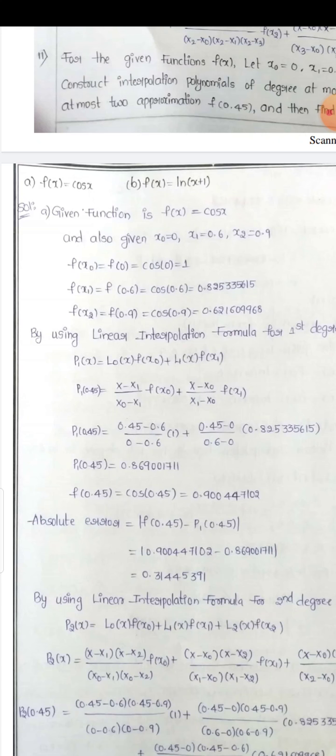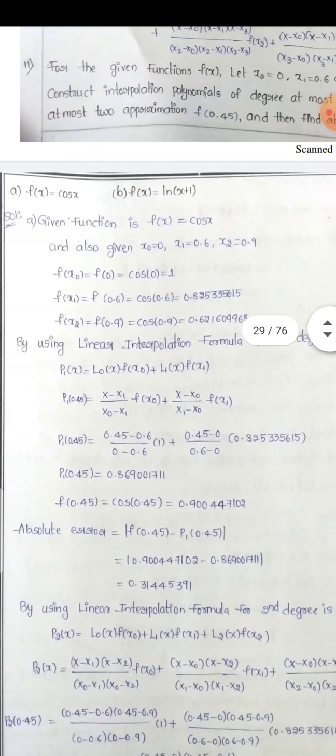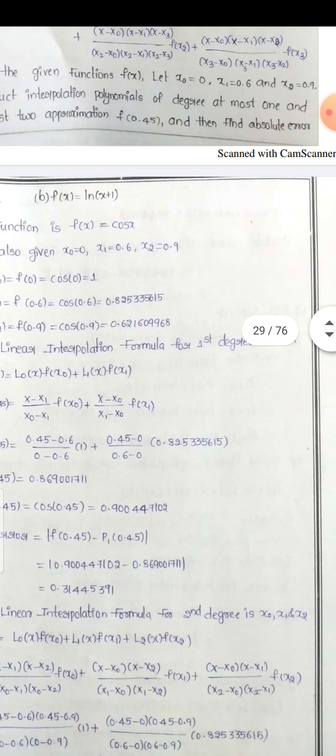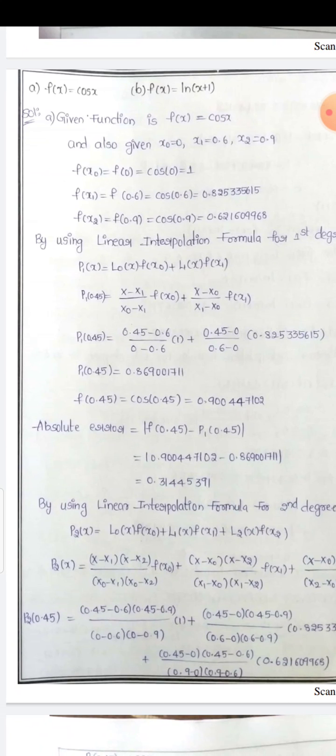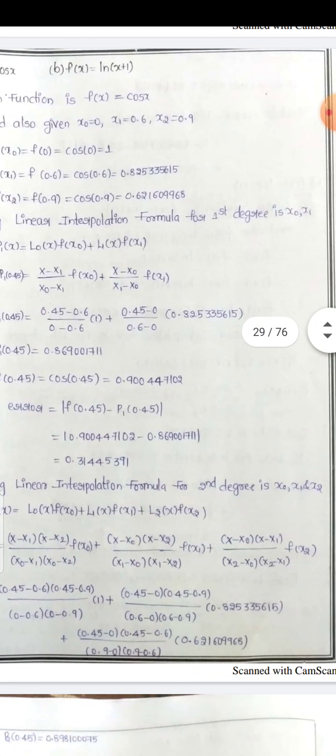By using the interpolation formula for second degree with x0, x1 and x2: P2 of x is equal to L0 of x f of x0 plus L1 of x f of x1 plus L2 of x f of x2. P2 of x is equal to (x minus x1) into (x minus x2) by (x0 minus x1) into (x0 minus x2) f of x0 plus (x minus x0) into (x minus x2) by (x1 minus x0) into (x1 minus x2) f of x1 plus (x minus x0) into (x minus x1) by (x2 minus x0) into (x2 minus x1) f of x2.